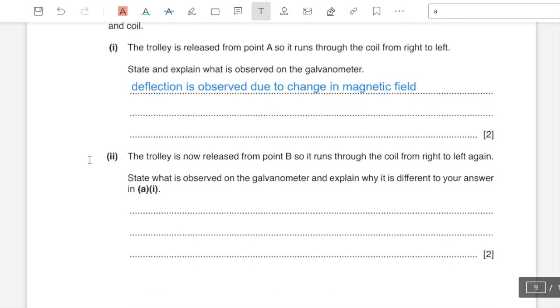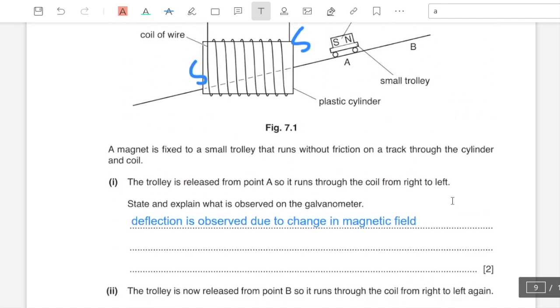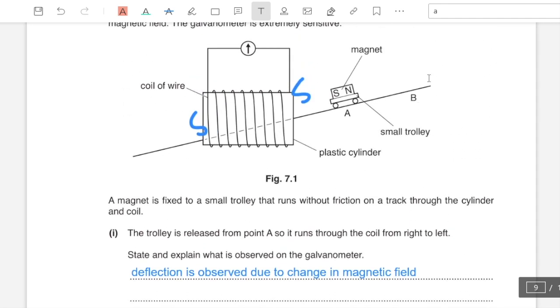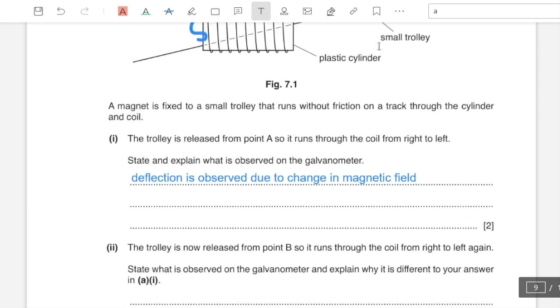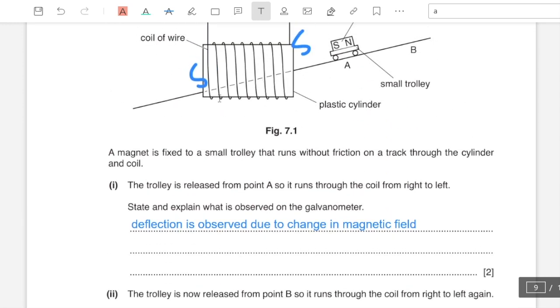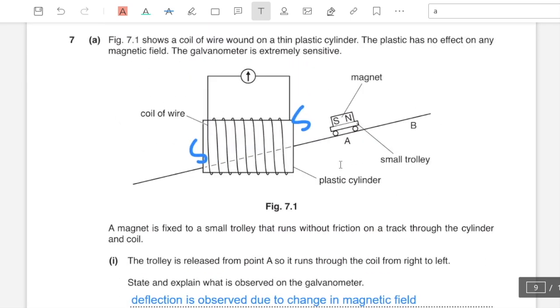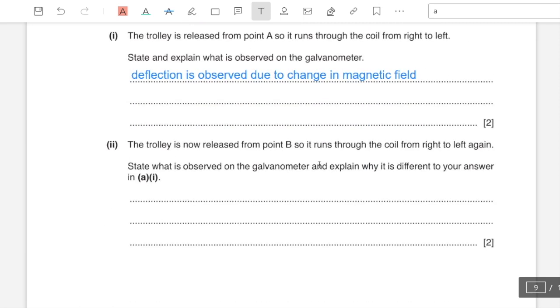2. The trolley is now released from point B, so it runs through the coil from right to left again. State what is observed on the galvanometer and explain why it is different to your answer in A1. So once it is released from a higher position, its acceleration is going to be greater, and everything else pretty much remains the same. So once it speeds through the plastic cylinder at a faster speed, the deflection would be greater or faster, and it would also last for a shorter time.